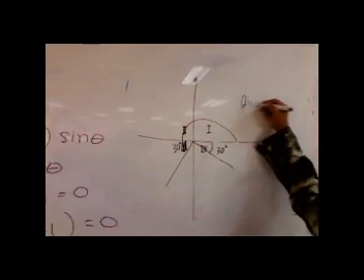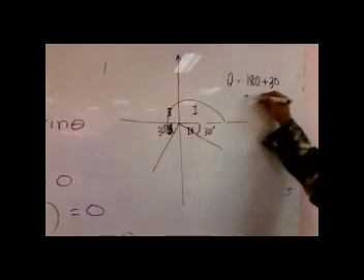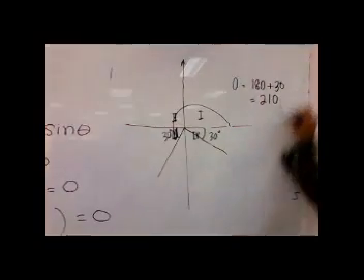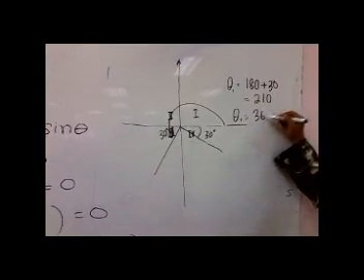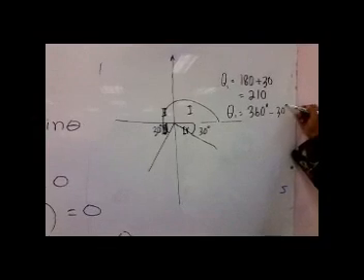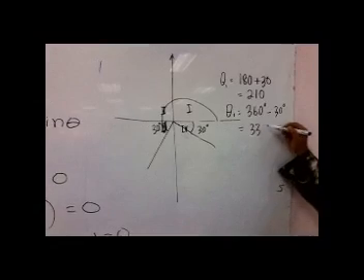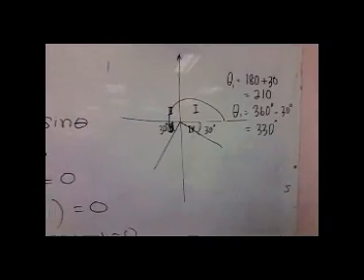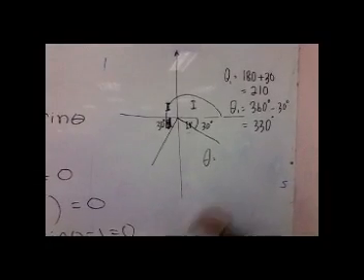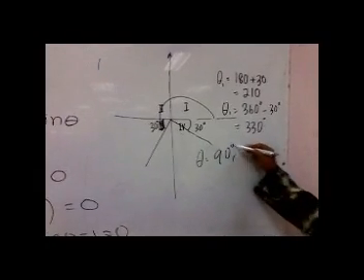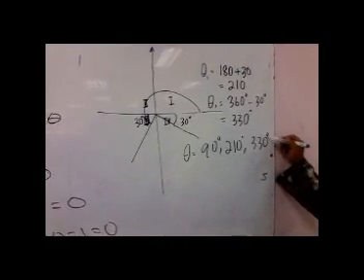So to find theta, we need to find theta from the right x-axis to the line joining. So for the first, theta equals to 180 plus 30, so you will get 210, and the second theta is 360 degrees minus 30 degrees. So you will get 330 degrees. So the conclusion is our theta should be 90 degrees, 210 degrees and 330 degrees.